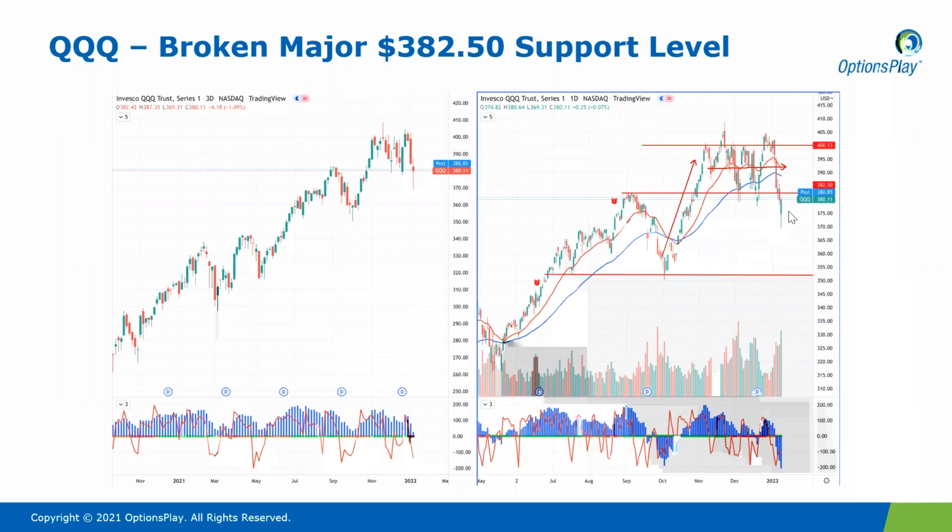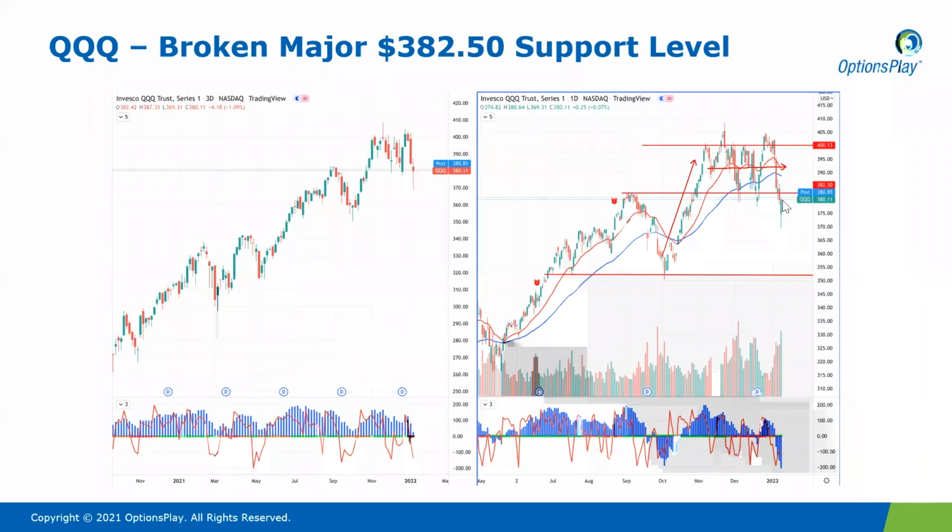So again, we are seeing that risk off sentiment. We are seeing investors shy away from the growth names and into the more defensive names, and that is taking a toll on the Nasdaq 100, which does have more exposure to the growth names, which does have more exposure to the technology names as well. So you can see here, price is now below 380. Where would it go now?